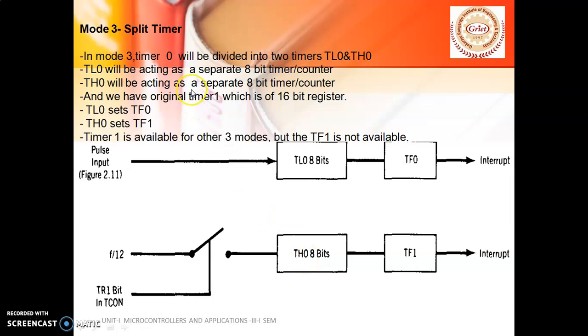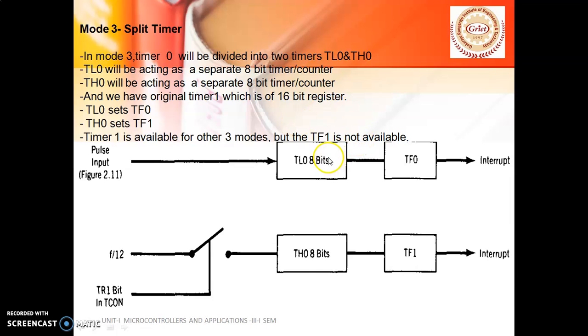And we have the original timer 1, which is a 16-bit register. So in this mode we will be using 3 timers. Total 3 timers, that is TL0, TH0 and timer 1. All the control bits which are related to timer 0 are used by TL0. All the control bits which are related to timer 1 are used by TH0, and we have the original timer 1 which doesn't have any control bits.